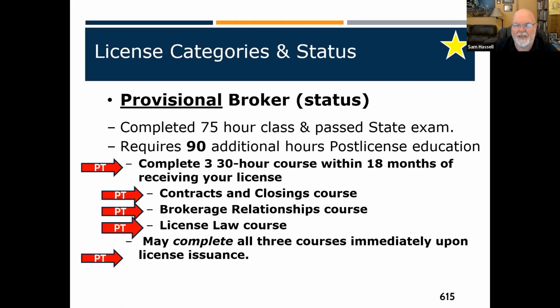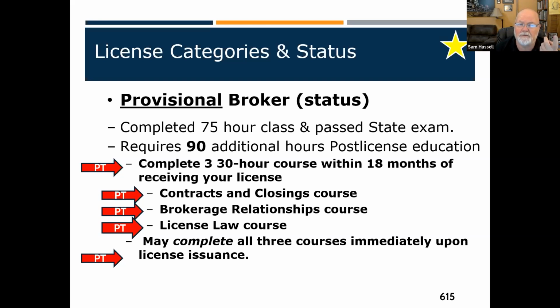Provisional broker status. You've completed the 75 hours, right? Which is this class, plus passed that exam. You need to get 90 additional hours of post-license education. 90 additional hours. You have 18 months after you've gotten your provisional license to do this. 18 months. And there are 3 classes. It's 301, 302, 303. These are provided by the state to the companies.